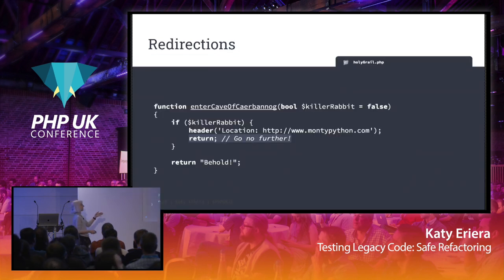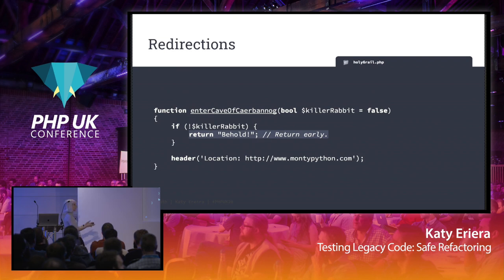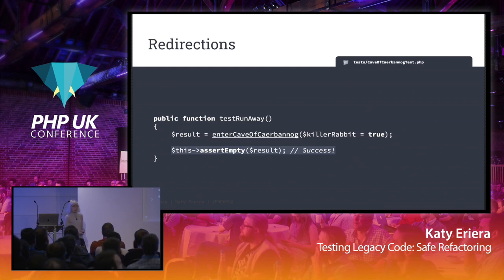So this is a safe refactor in that the actual behavior of the method hasn't changed, because after you've been redirected, it would have stopped execution anyway. So this is a way that you can make your tests work and everything is the same, or the other way around, return early. So the header is the very last step and you don't continue executing something and get unintended consequences. Cool, and we're asserting that when there is a killer rabbit in the way, we don't get to enter the cave, and we run away.